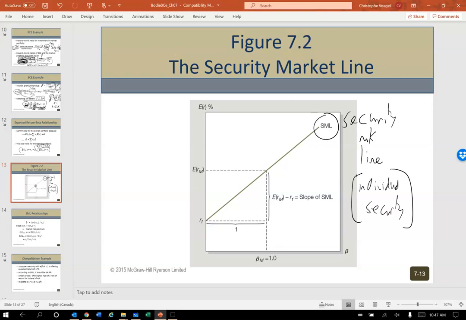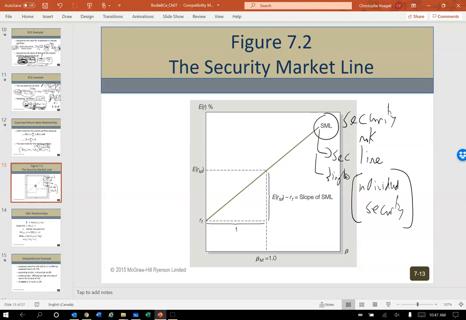So the security market line, remember the S is for security, it's also for single. Think single security. I want to know how to price an individual stock as it relates to the marketplace and know if it is appropriately priced. Is it too expensive or is it too cheap? Do I go long or do I go short? Or do I stay hold?